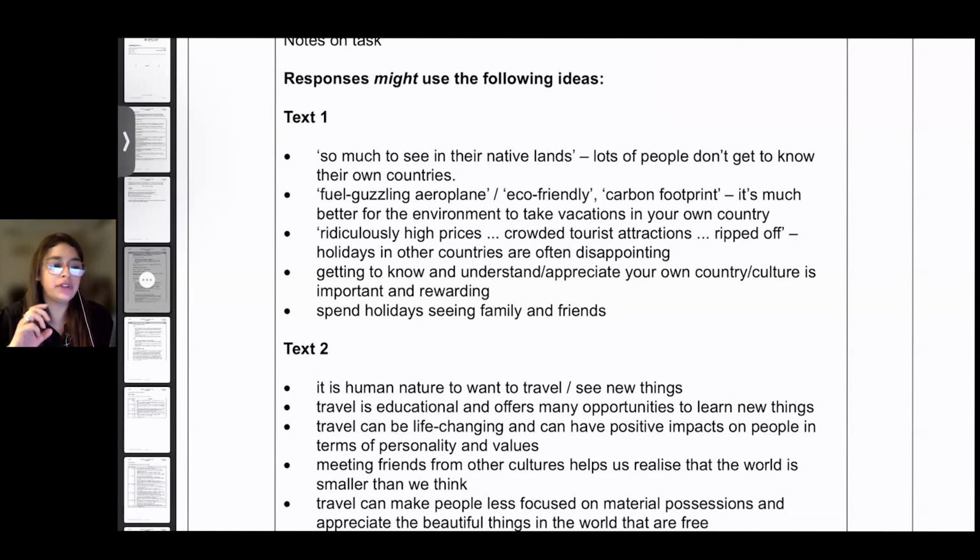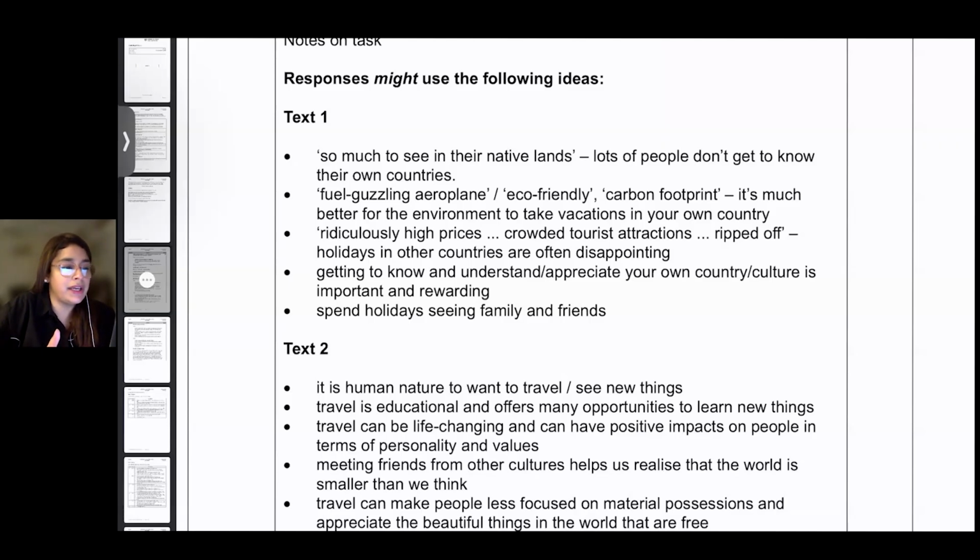Next, they talk about the environment, how the environment is being affected negatively because of international travel. We can evaluate this by talking about how, number one, local travel is also not environmentally friendly. So we can probably try and find better ways to travel instead of simply saying that travel is not eco-friendly.